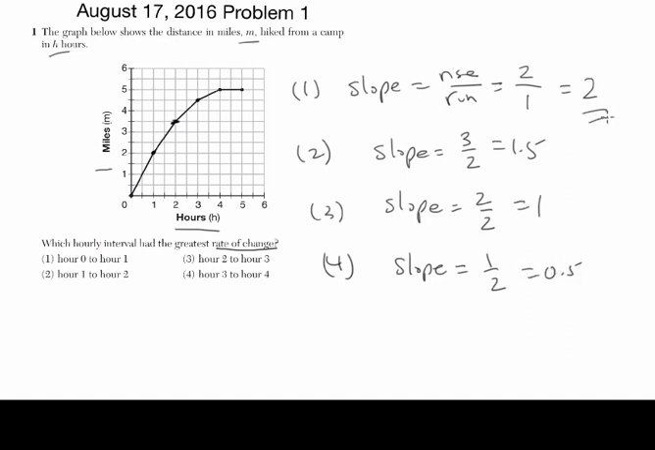Clearly this is the greatest rate of change. There could be other problems where it might be going down at a significant rate of change. This just said the greatest rate of change. In this case, they all happen to be positive, so it's relatively straightforward. 2 is going to be their answer. I'm sorry, 2 is the slope of the final answer, which is 1.